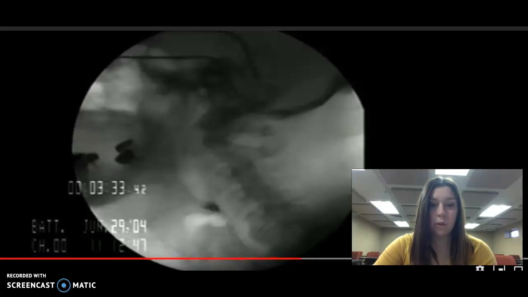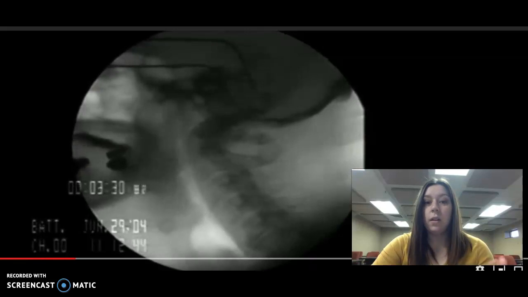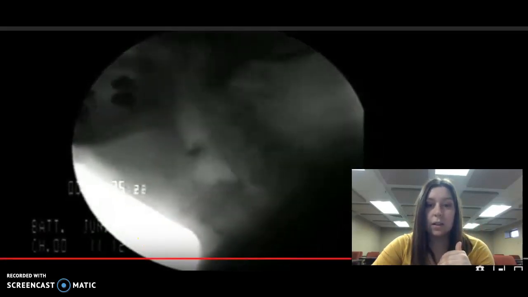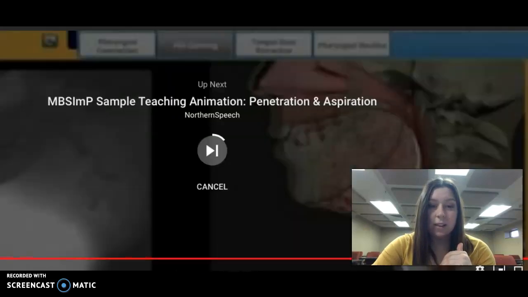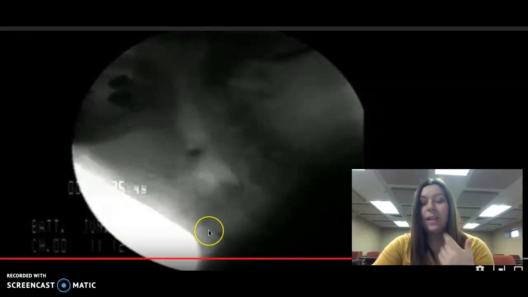So we watched your full swallow. We're going to watch it one more time together. It goes into your oral cavity, down your pharynx, it comes through your esophagus, but then we just see that little bit, ooh, let's catch it, ooh, that little bit that trickled down into your trachea or your windpipe.